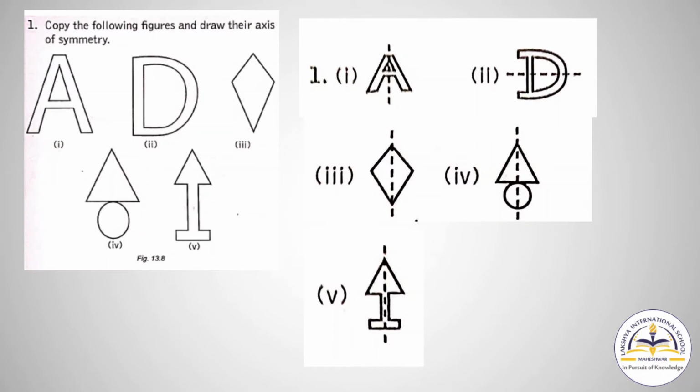Question number 1. Copy the following figures and draw their axis of symmetry. Now for the first figure, here the A is drawn here. Now we have to redraw this A and you have to draw the axis of symmetry. Now for the first figure, the axis of symmetry will be this one. Now for the second figure, the axis of symmetry will be.